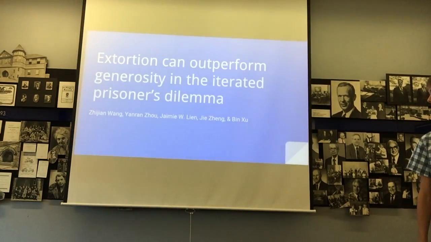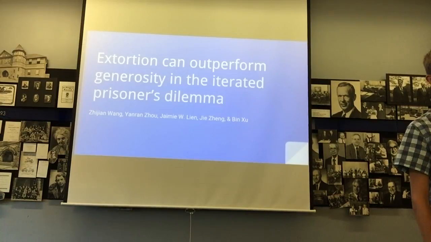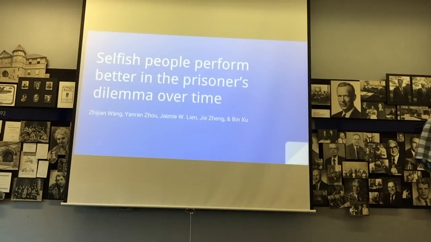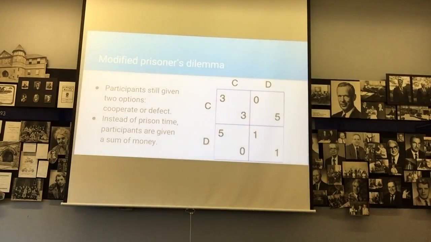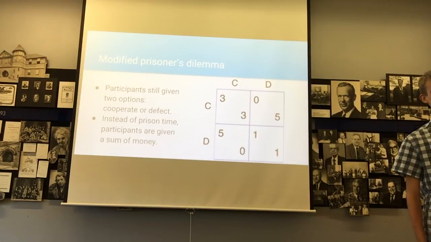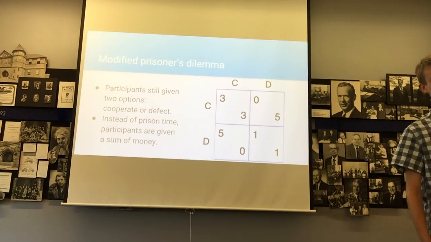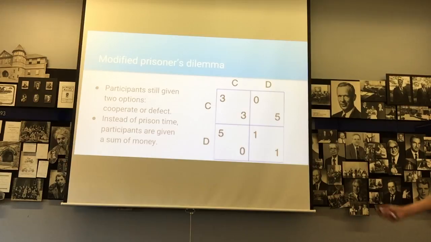So I'm going to talk about 3 papers today, kind of a modern day version of the prisoner's dilemma. My first paper is Extortion Can Outperform Generosity in the Iterated Prisoner's Dilemma, or Selfish People Perform Better in the Prisoner's Dilemma over time. So obviously today you cannot just walk around to people and give them prison time. So they had to flip the model around, and basically instead of giving out a punishment for not choosing to cooperate, they were giving out a reward if you did cooperate, or a reward if you do defect.